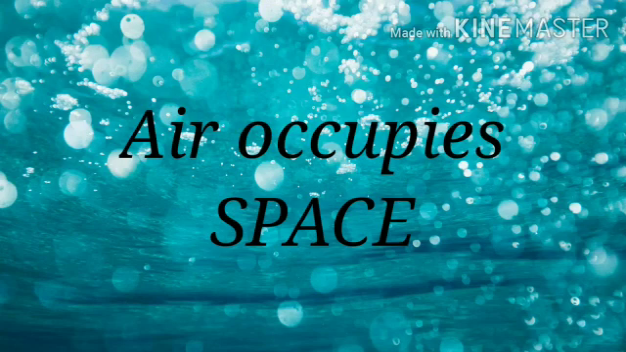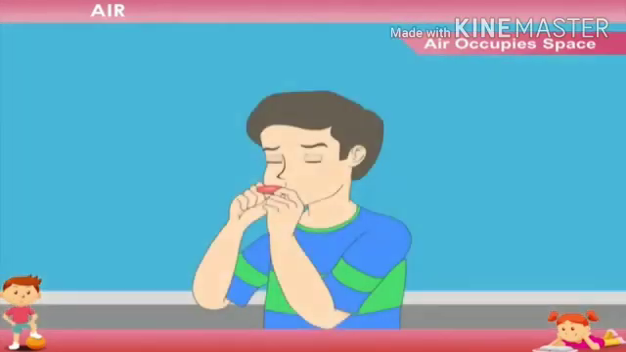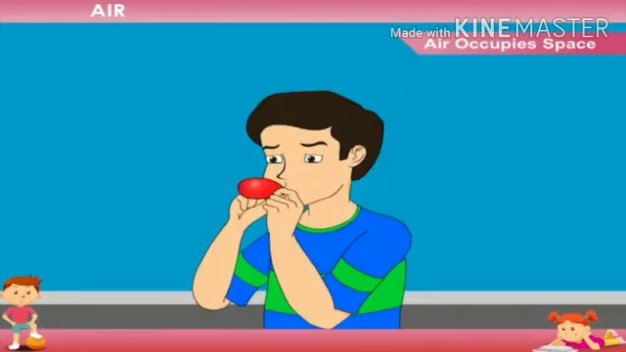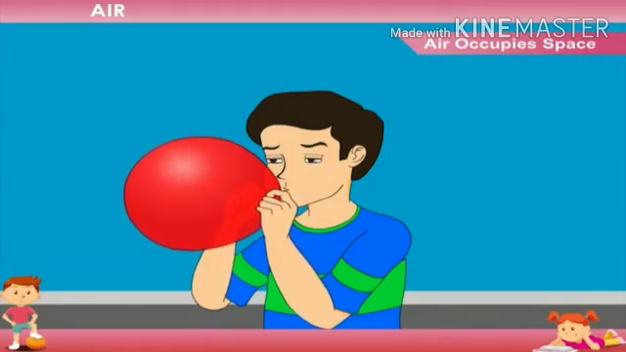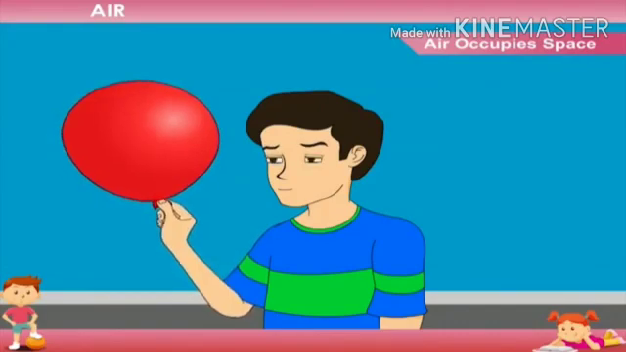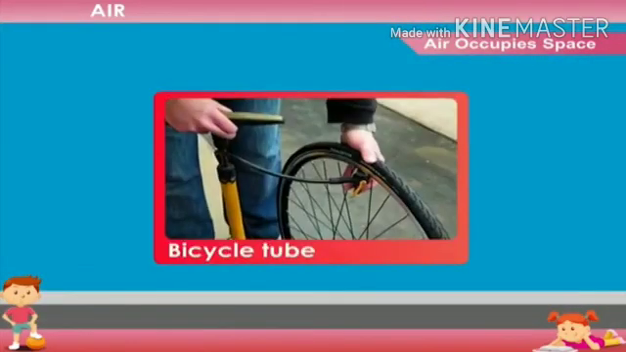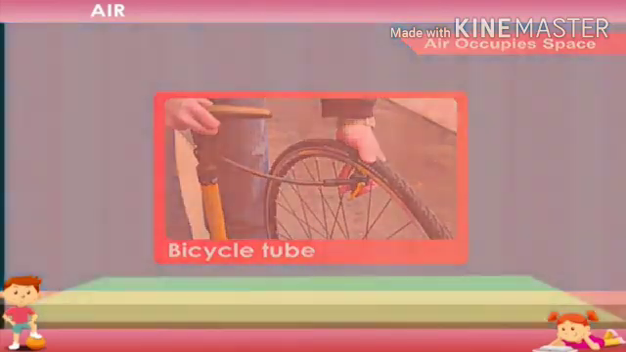Now let's move to the next topic, characteristics of air. Air occupies space. Children, take a balloon, blow air into it. The balloon becomes bigger and bigger when it is filled with air. This shows that air occupies space. We can fill air in a swimming tube, football, bicycle tube, etc.